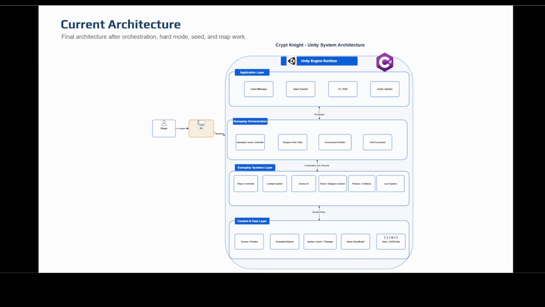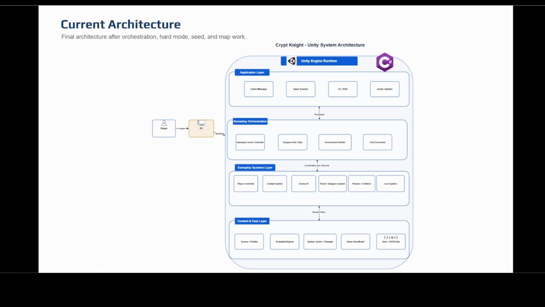This is now what the architecture looks like in its current state. The core layers from the first demo are still present, but the implementation is now more explicit and further broken out. The application layer handles the player-facing experience just like before. Things like the HUD, pause menu, dungeon map, audio, result UI, and input gating.